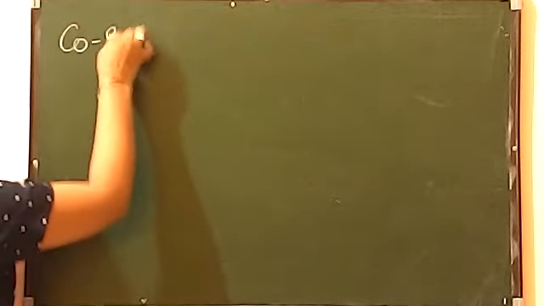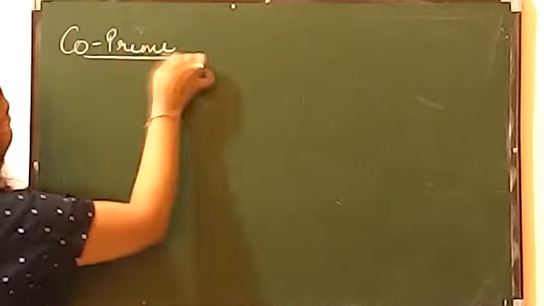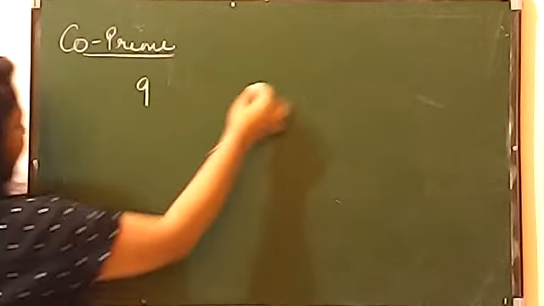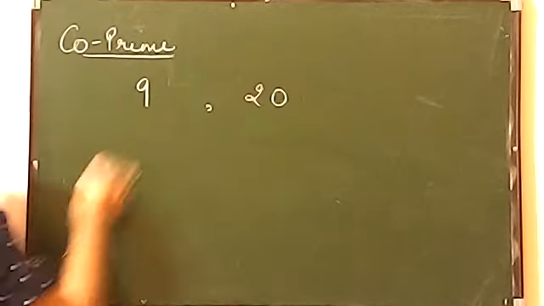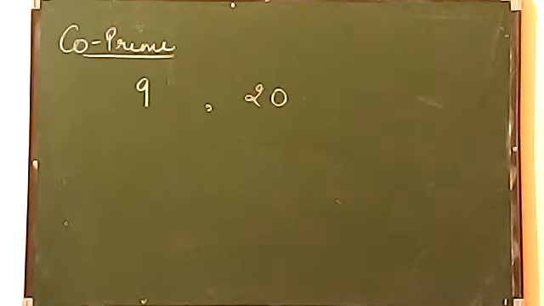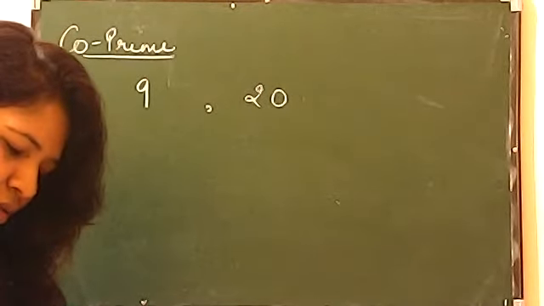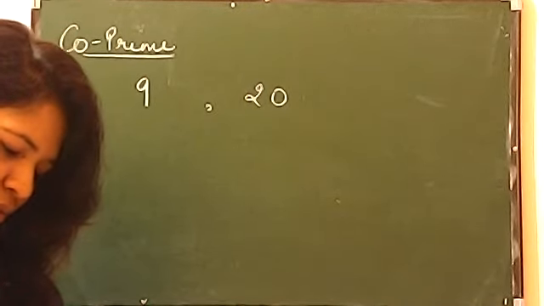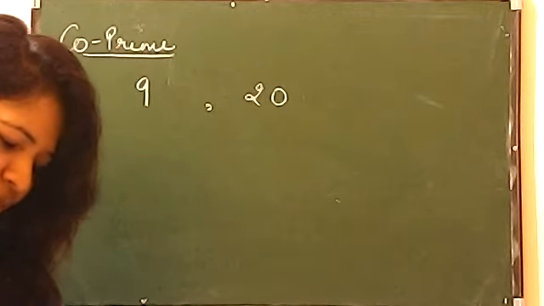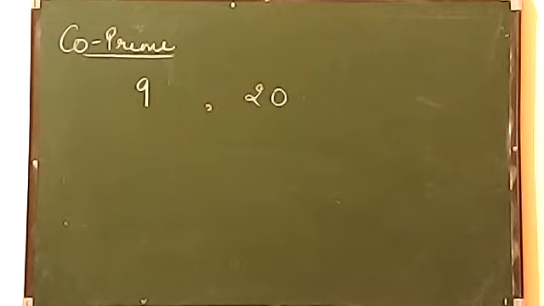First of all, we are going to discuss one of the very important properties related to co-prime numbers. Co-prime numbers are the numbers which have one as their only common factor. For example, if you have two numbers like 9 and 20, can you all tell me whether this is a co-prime pair or not? Please reply. This is a co-prime pair. Correct.